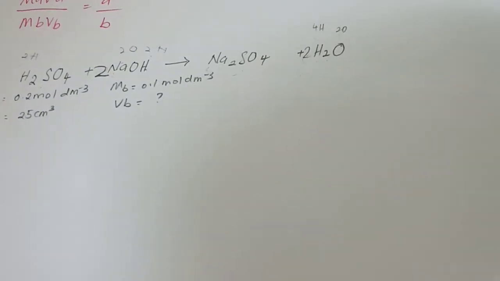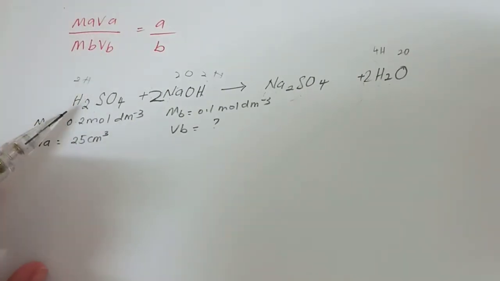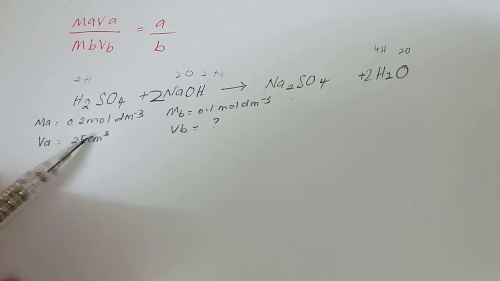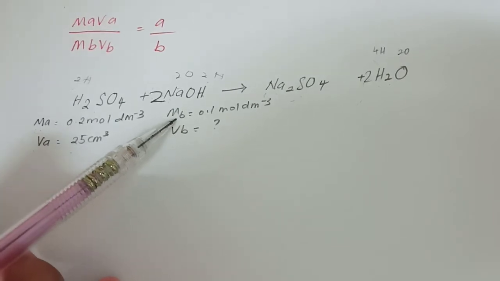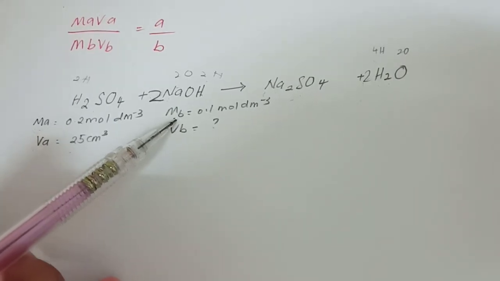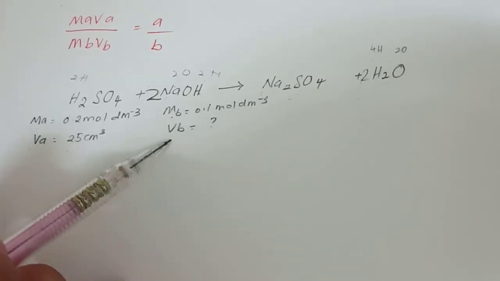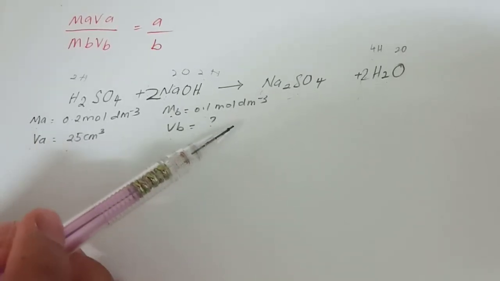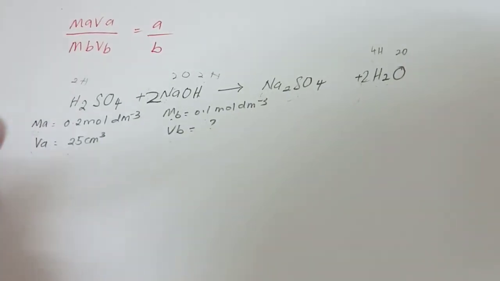Okay, so this is the information that we got from the question. For the acid, our MA, molarity of acid, is 0.2 mol dm cube, and volume of acid is 25 cm cube. And then molarity of base, or alkali, is 0.1 mol dm cube, and then volume of base we don't know. Okay, and then let's try to substitute into the formula first.